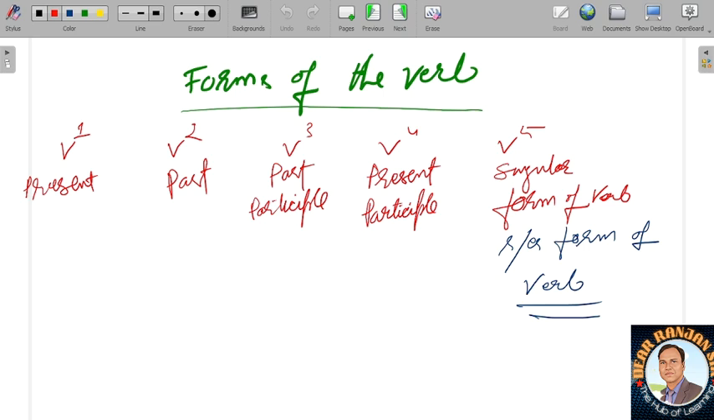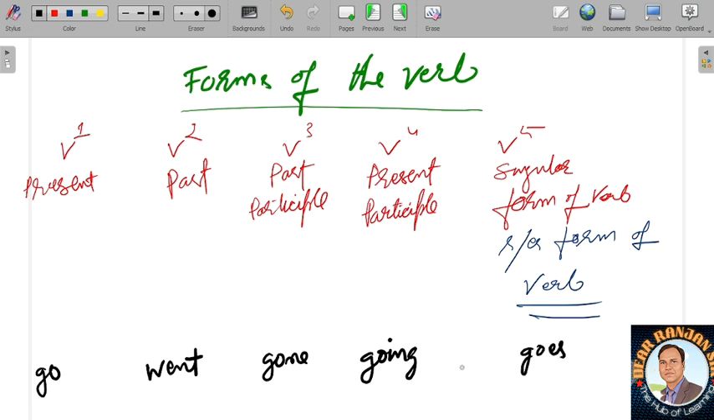Okay, example. If I take an example, I can show you by using a verb. See, go. This is the first form. The second form is went. Third form is gone. Fourth form is going. And fifth form, of course, goes. So, go, went, gone, going and goes.